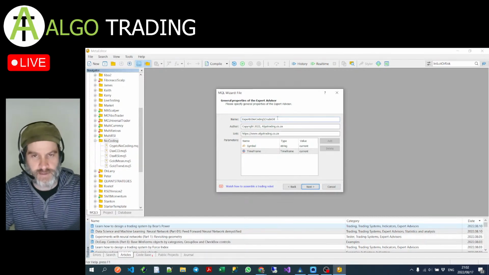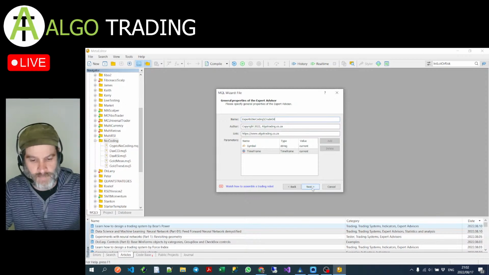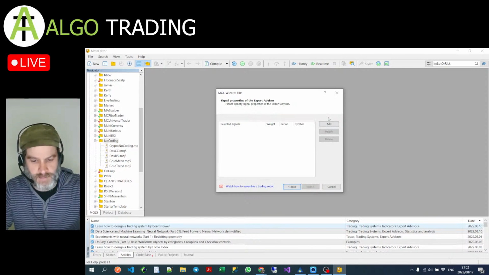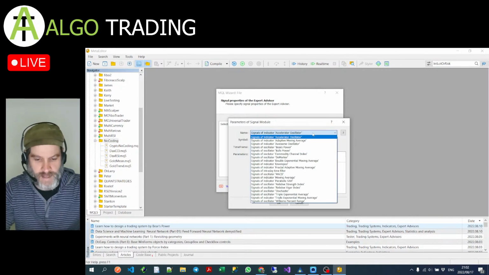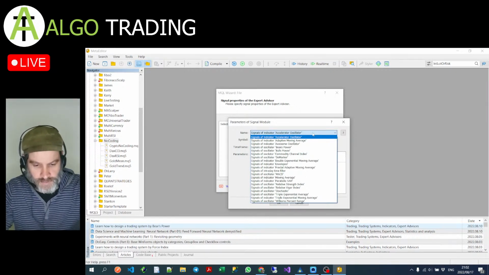Now I have also a couple of EAs running with crude oil. A lot of them are mean reversion strategies, so I'm going to follow the same rules on that. Okay, we're going to go next. We're going to add, now I want to try add something really cool.